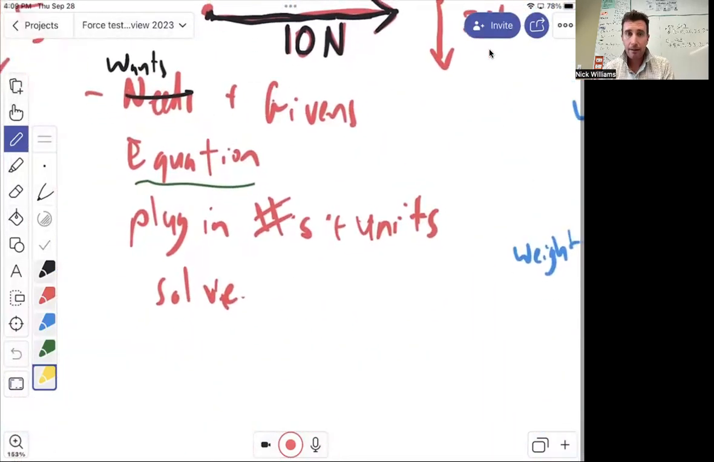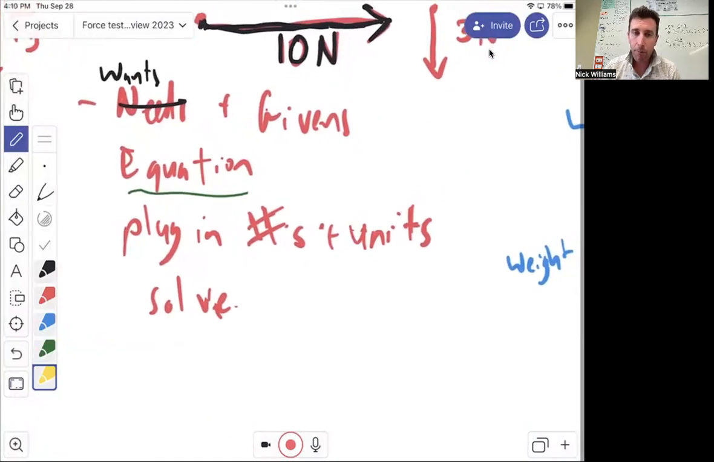But that means there's 4 steps, 4 parts to every word problem that involves a calculation or math. You want to start with your needs and givens, or your wants and givens, whatever you want to call that is fine.